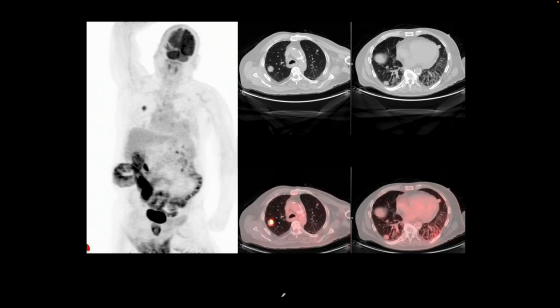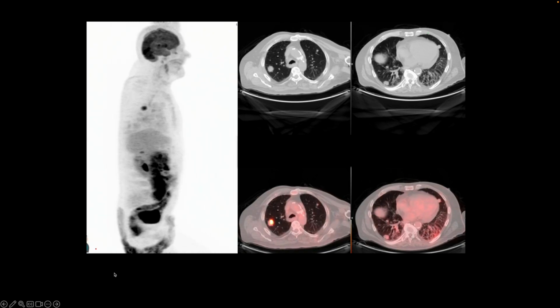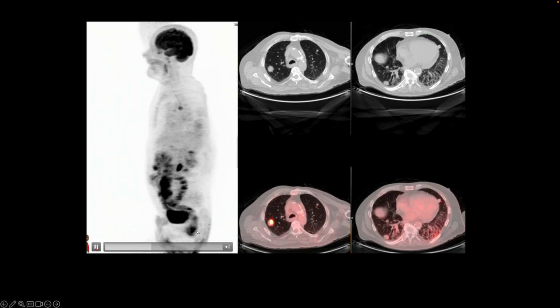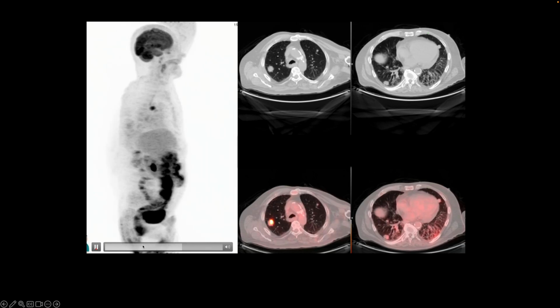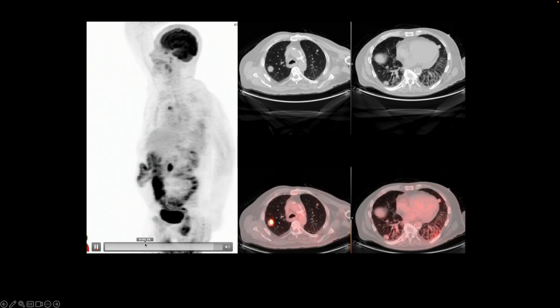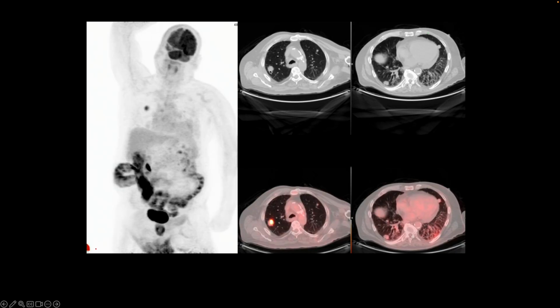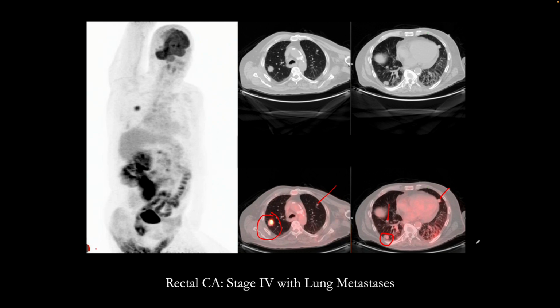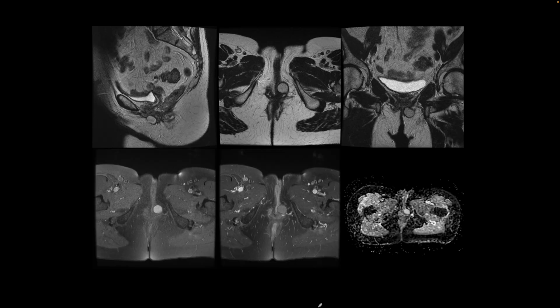And the same patient underwent a whole body FDG PET CT for whole body staging, and on this rotating image, we find the hypermetabolic tumor in the lower rectum, and we find FDG avid metastatic disease involving the lung nodules. We see one here, there is one right here, and there are other metastatic lung nodules in both lungs. So this patient has stage 4 rectal cancer with lung metastasis.